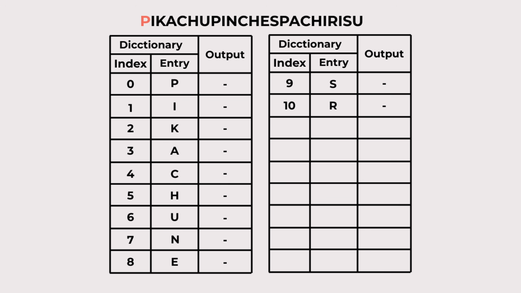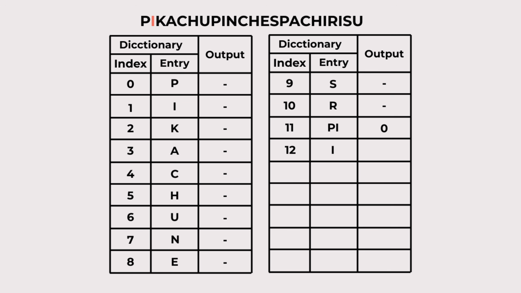We start from the beginning with P. P is already in the dictionary, so we concatenate it with the next character, which is I. If the new pattern exists in the dictionary, that means it's already encoded. In this case, PI is not in the dictionary, so we output the code for P, which is 0. This 0 refers to the index of P in the dictionary.